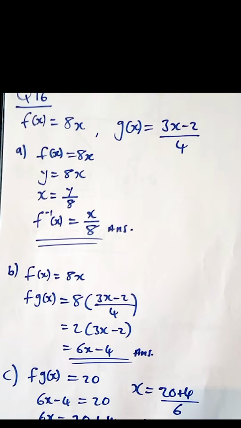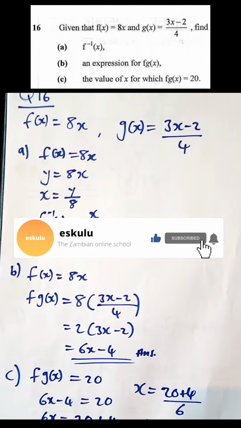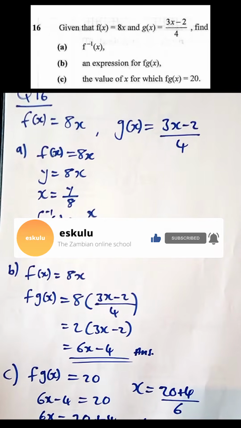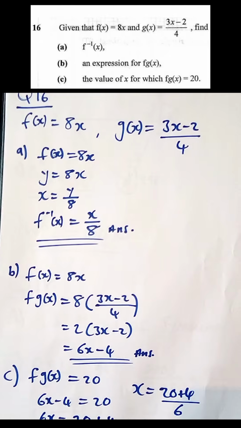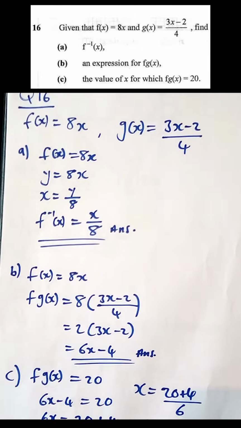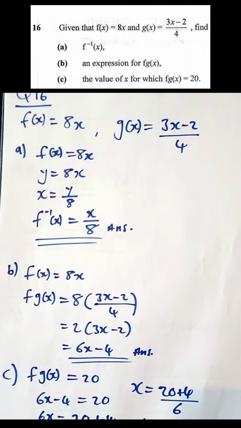So question number 16, given that f(x) is equal to 8x and g(x) is equal to (3x minus 2) over 4, what are you told to find first? You are told to find A, the inverse function of f(x). And how can you find the inverse function of f(x)?